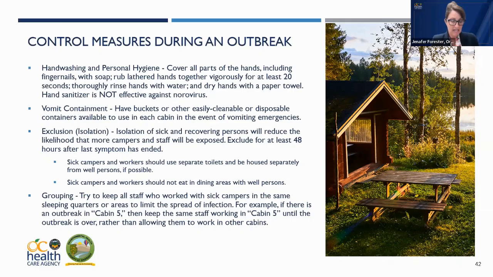And then segregating sick campers and sick workers from dining areas with well persons. Also grouping sick campers in the same sleeping quarters to limit spread of the norovirus. For instance, if we are going to designate in an outbreak cabin 5, we would keep the same staff working in cabin 5 until the outbreak is over, rather than moving them around to different cabins.